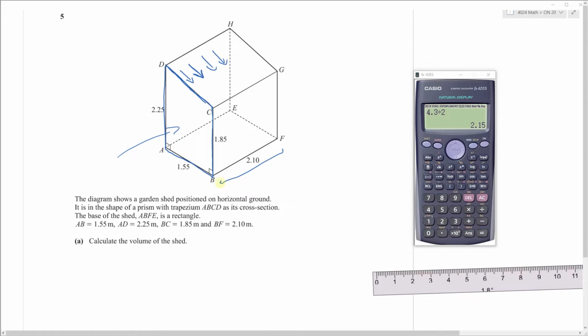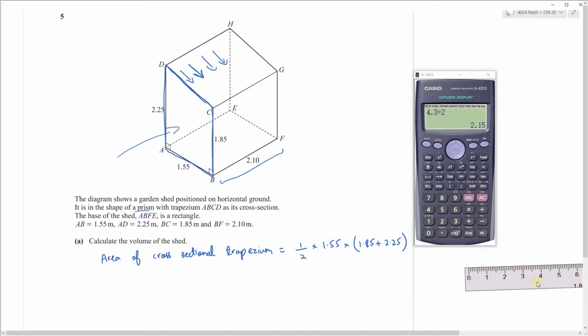To calculate the volume, you know that the formula is the cross section multiplied by the height for the prism. So let's first find the area of this trapezium. Area of cross-sectional trapezium, which is 1 by 2 multiplied by height multiplied by sum of parallel sides. So this angle is 90, this angle is 90. That means BC is parallel to AD, and this is your height of the trapezium. So 1 by 2 multiplied by 1.55 height. Sum of parallel sides will be 1.85 plus 2.25.